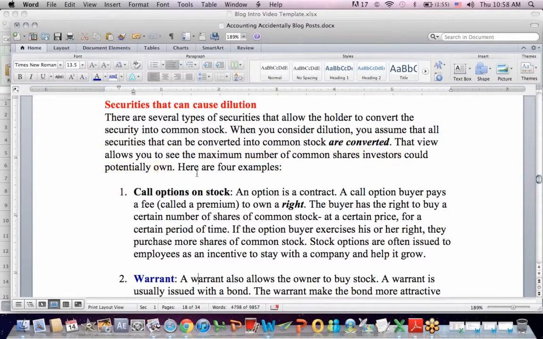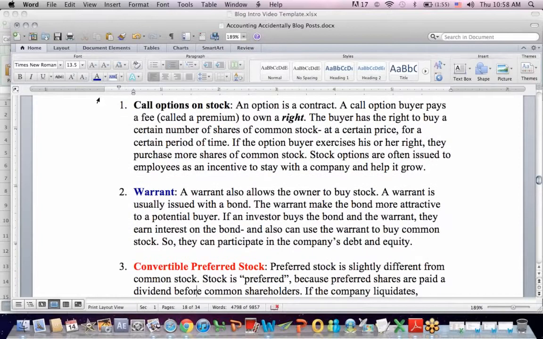I've got videos and blogs on some of these, but let's talk about the 4 examples. Call options on stock. A call option buyer pays a fee and owns a right, and it is a contract. The buyer has the right to buy a certain number of shares of common stock at a certain price we call the exercise or strike price, for a certain period of time. So if the buyer chooses to exercise, they're going to purchase more shares of common stock. Oftentimes, stock options are granted to employees as an incentive to stay with the company and help it grow because they can profit long term if the price of the stock goes up.